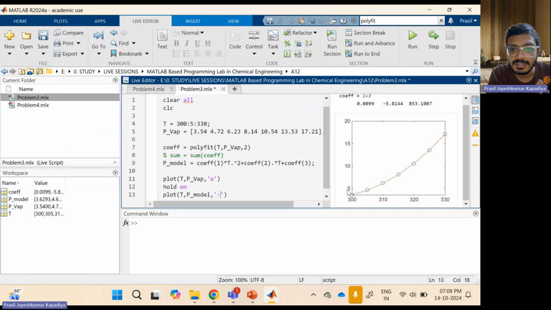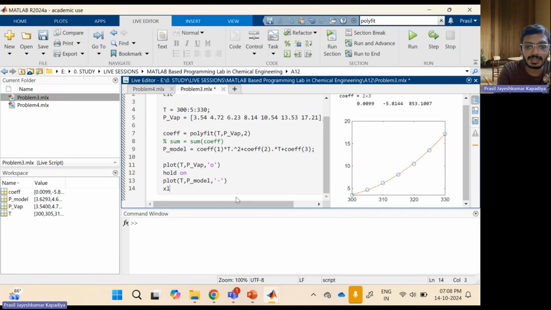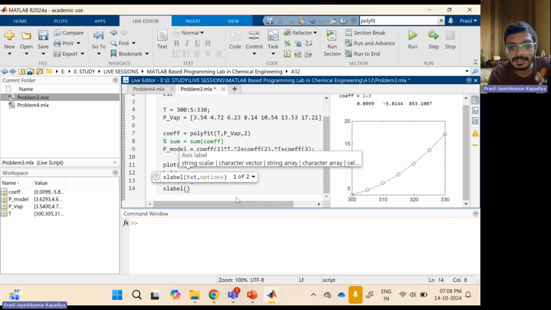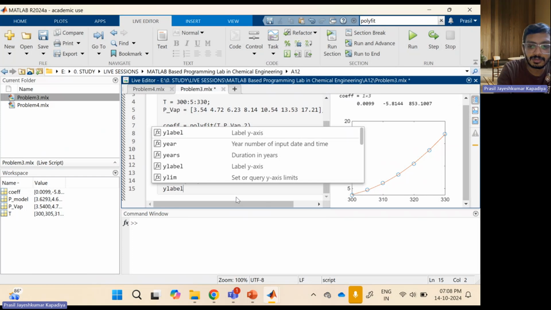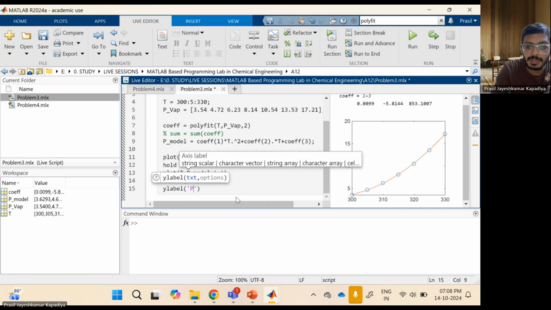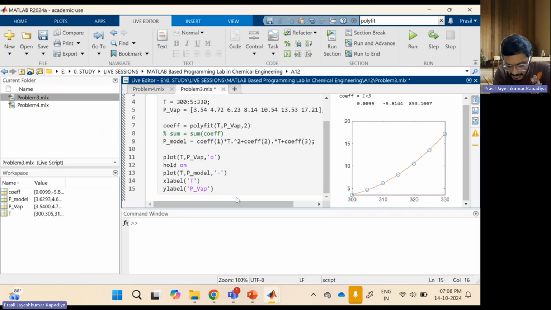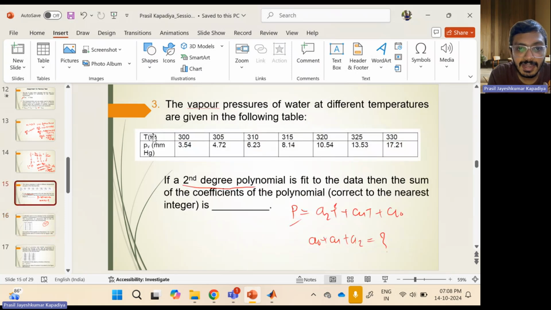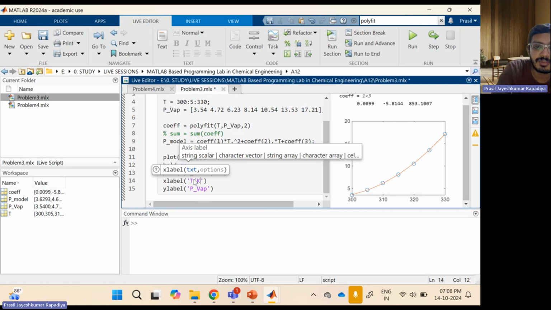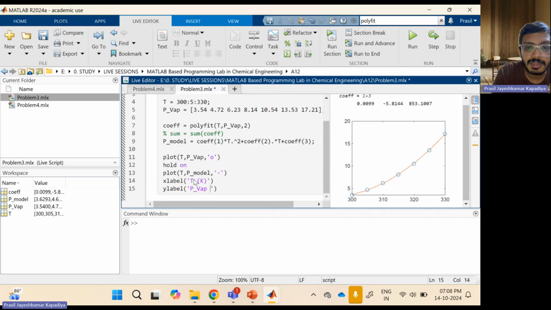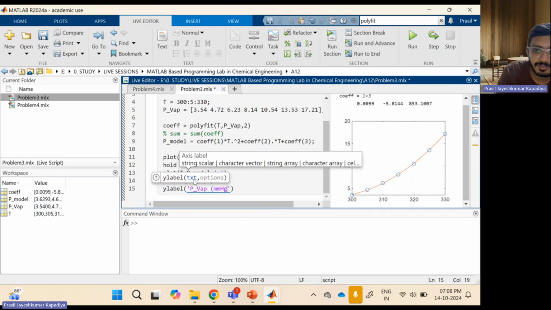So see, this red curve is the fitted curve and my O is the data. So further what we can do, we can give X label. What is my X label here? Temperature. And what is my Y label? It is P underscore vapor. Is unit given to us? If unit is given to us, we must mention the units. See, Kelvin and mmHg. So let's write temperature in Kelvin and vapor pressure in mmHg.